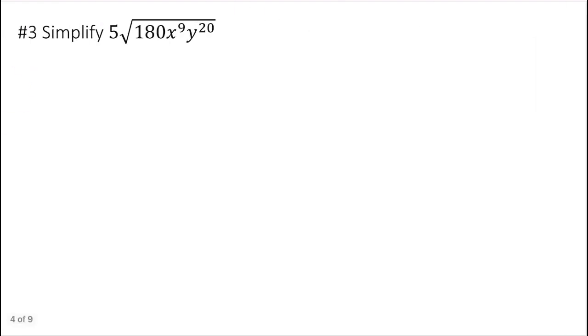So now let's try this problem. Now we have a square root, right? We have 5 times the square root of 180, x to the 9th, y to the 20th. I'm going to leave the 5 alone for right now, and then I'm going to work with simplifying each part of my square root. So I'm just going to separate all these pieces out, and now I'm going to look at each one separately.